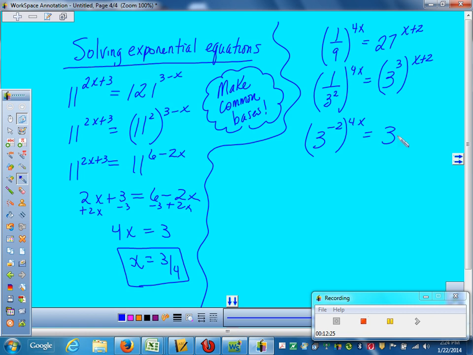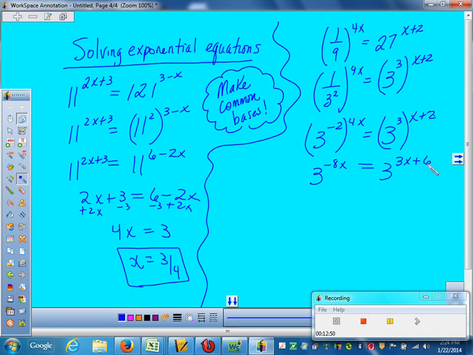And then while I'm at it, what can I do now that both of them have a power with another power on the outside? That's a 2, not a 3. Now our rules of exponents say you can multiply them. So that'd be negative 8x. Here we'd have to distribute and get 3x plus 6.